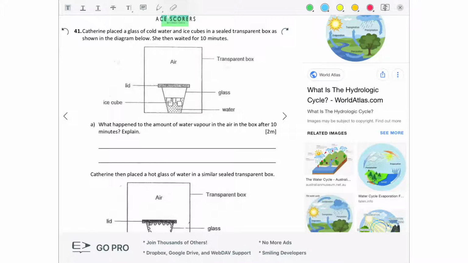So if the cold surface is here, water vapor, where's the water vapor? Yeah, it's here, right? So hot water vapor, imagine you come, you touch this thing, right? So where will you become water droplet? Inside or outside? Outside. Yeah, very good, right? So the answer is outside. But the question is, what happened to the amount of water vapor after 10 minutes? So decrease, right?